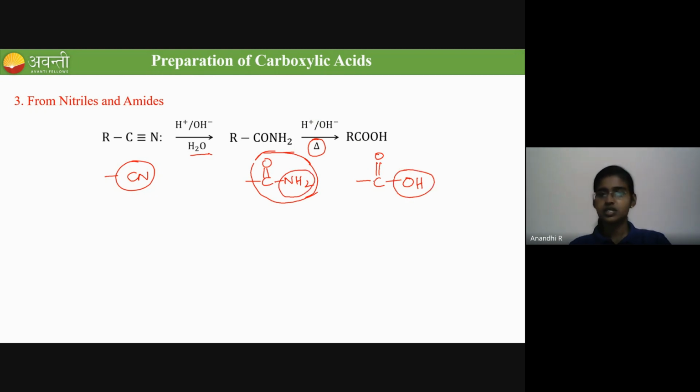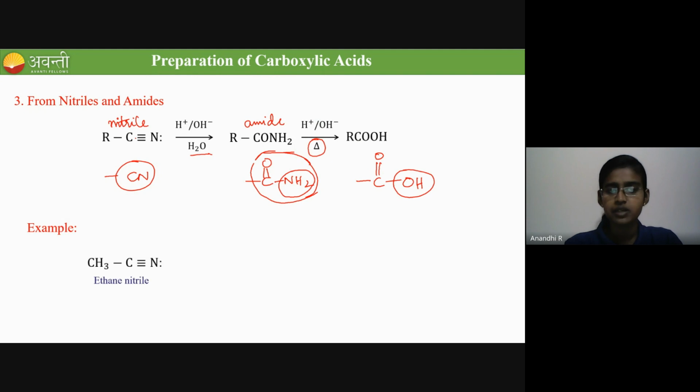Okay. So this is the mechanism. CN is getting converted to CONH2 and CONH2 is getting converted to COOH. Basically this compound is called amide and this is called nitrile. So you can start from nitrile and attain carboxylic acid, and you can start from amide also to get the carboxylic acid. Got it? This is the mechanism, and let us see one example to understand this.